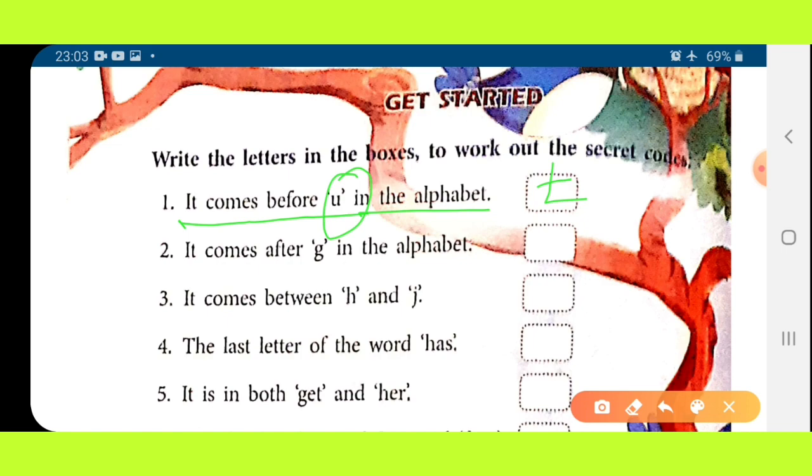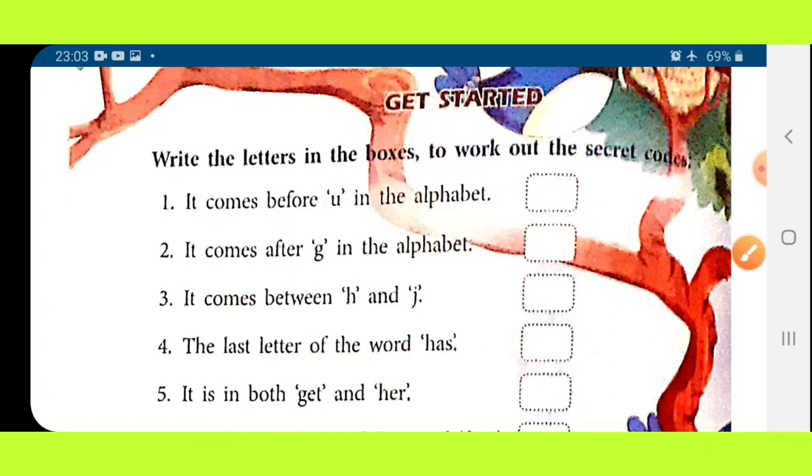The second is, okay, give me the answer fast. The second question is, it comes after G. Okay, just tell me fast, what comes after G? After means बाद में. Okay, A, B, C, D, E, F, G, H. Very good. The right answer is H. Okay, very good.